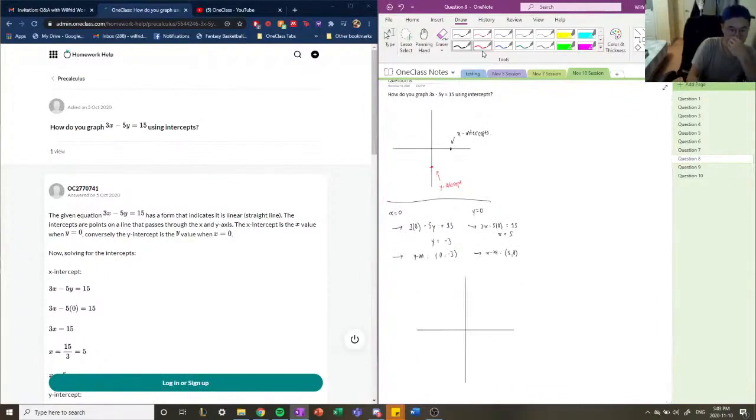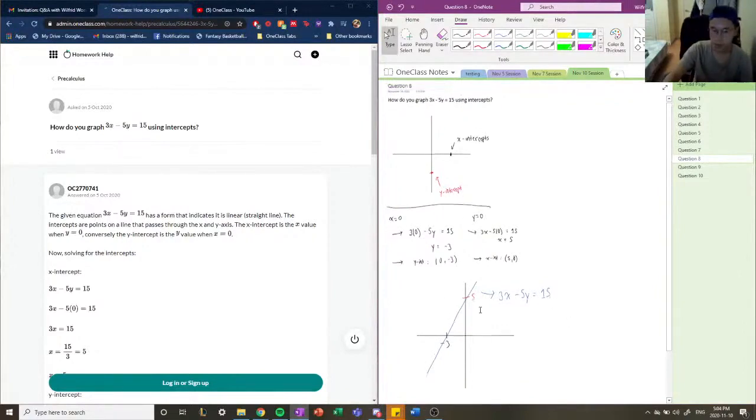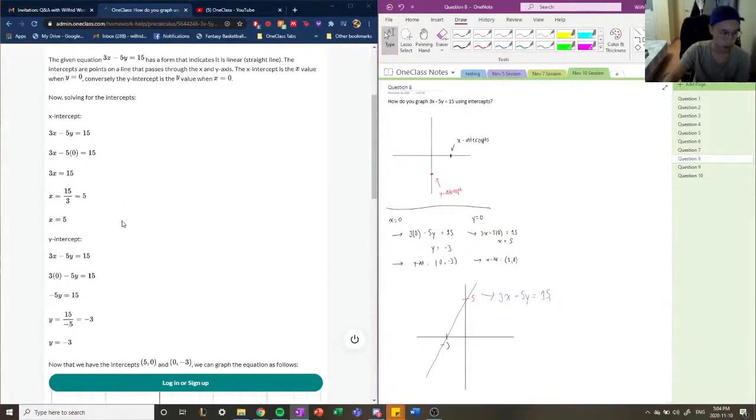Our y-intercept is 0 and negative 3, so it's over here. And our x-intercept is 5 and 0, which is up here. So we can now draw our line and graph our line equation without even finding the slope or anything, because we found the two intercepts. So that is our line, and I'll just write the equation here, 3x minus 5y equals 15. We found it by finding the intercepts of the equation.